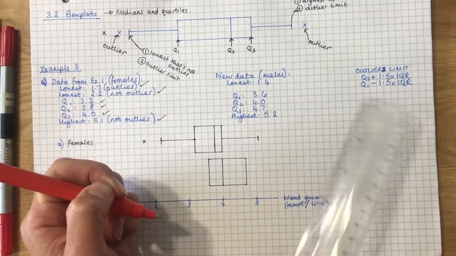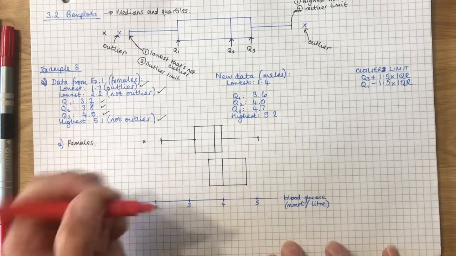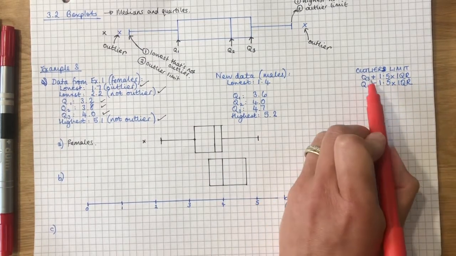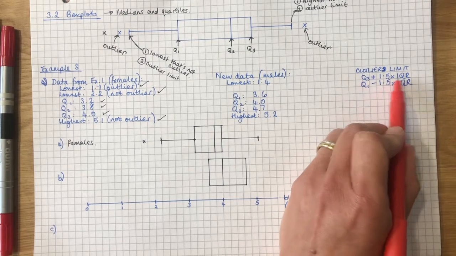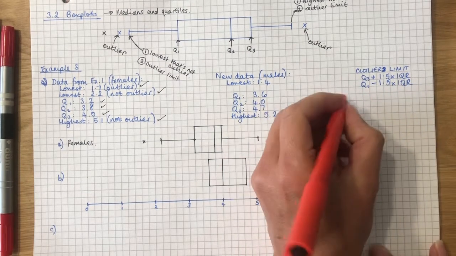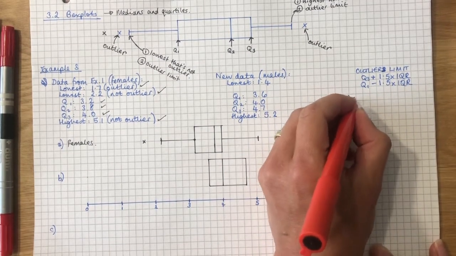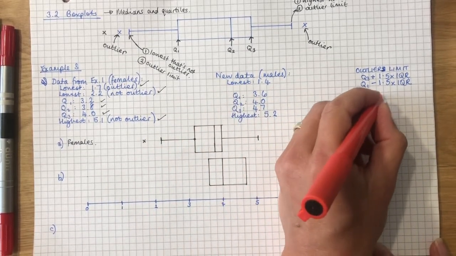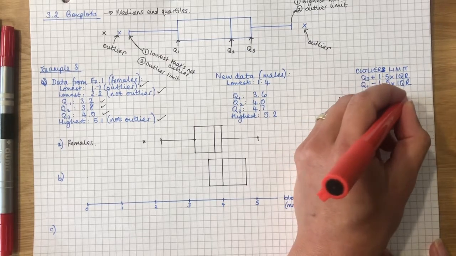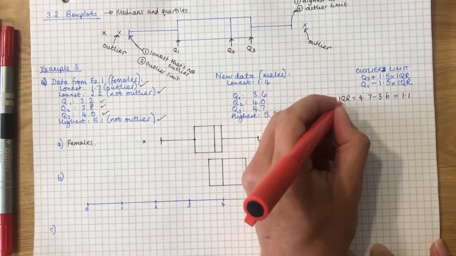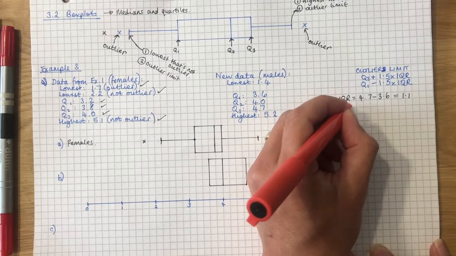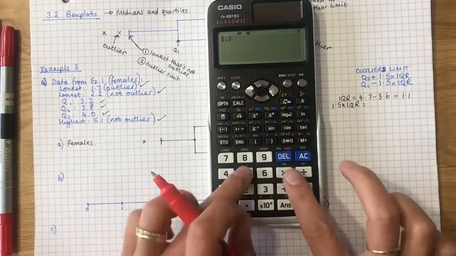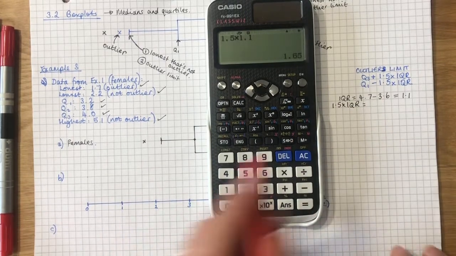Now, before I draw my whiskers, we need to work out if we've got any outliers. We're asked in this question to use the same formula as before. So the outlier limit at the top end is the upper quartile plus 1.5 times the interquartile range. So for these data, the interquartile range is 4.7 minus 3.6, which is 1.1. So 1.5 times that is 1.65.